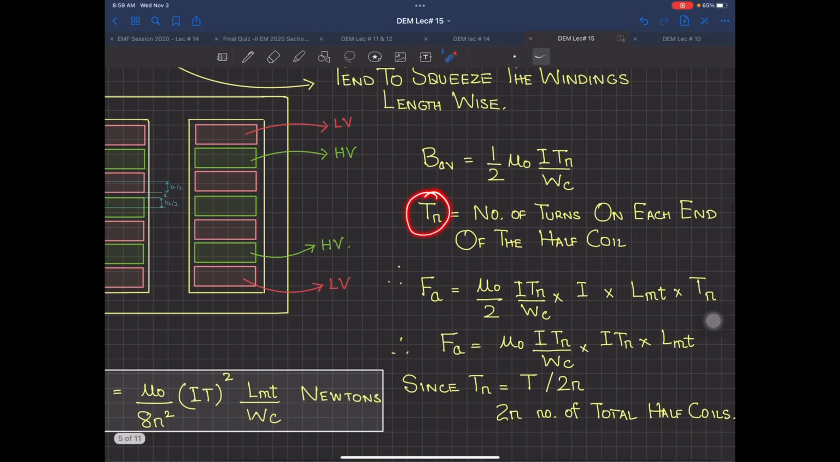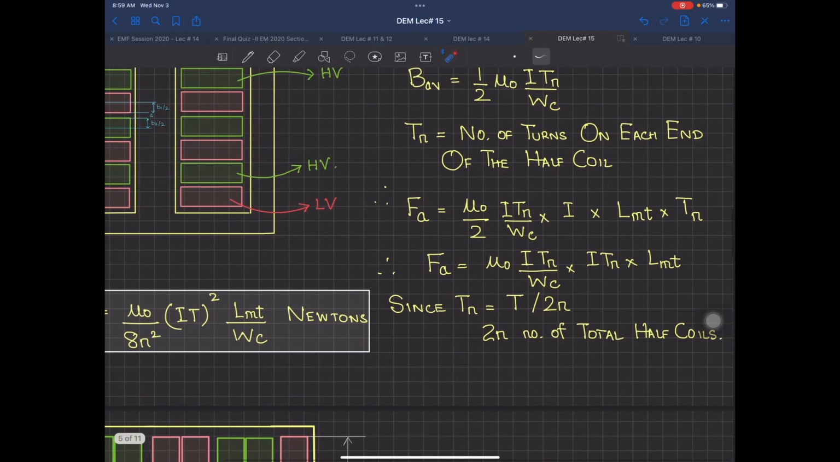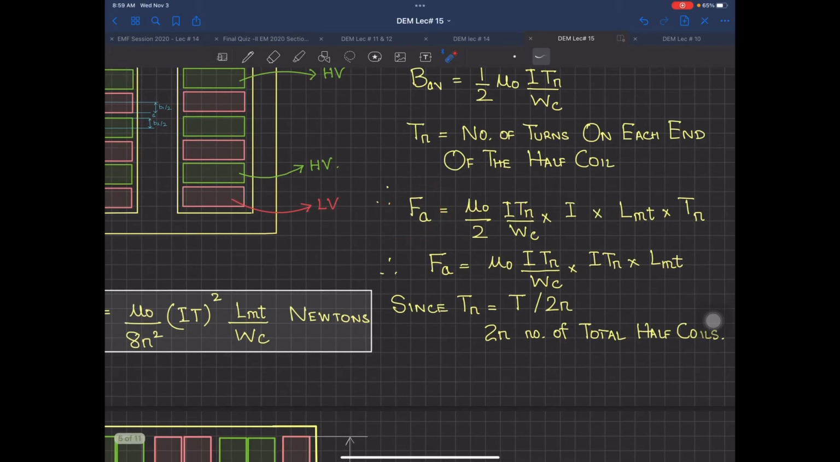Tn over here is the number of turns on each end of the half coil. Now if I need to find out FA, I'm not going to go into that whole proof. That can be done very easily because we know what B is. B is this formula over here, current I. Then I have the length LMT, the length of the mean turn, multiplied by Tn. What is Tn over there? Can someone tell me? Number of turns in one half segment.